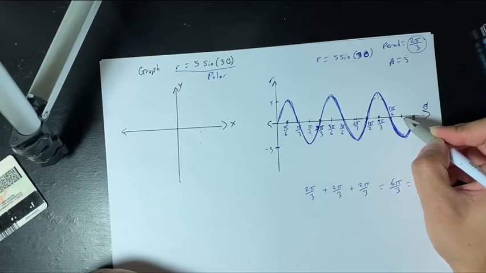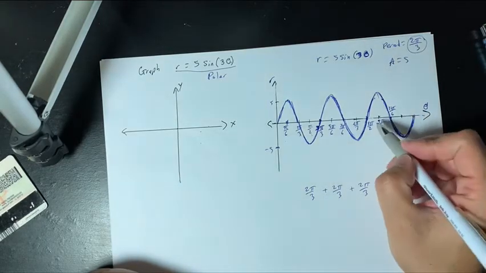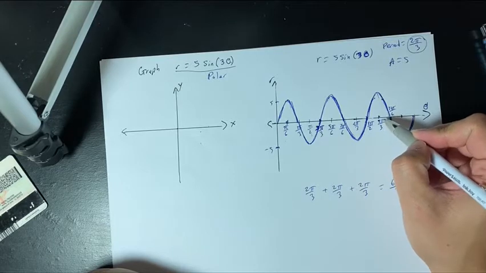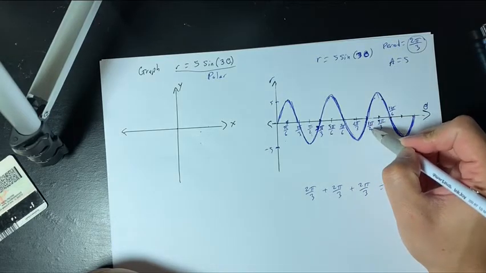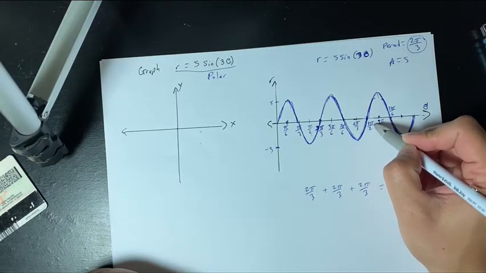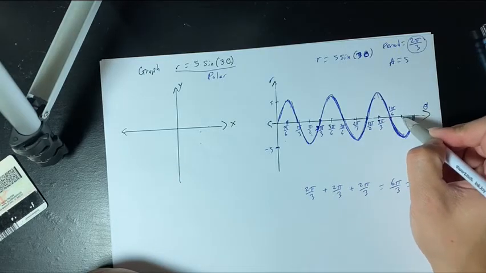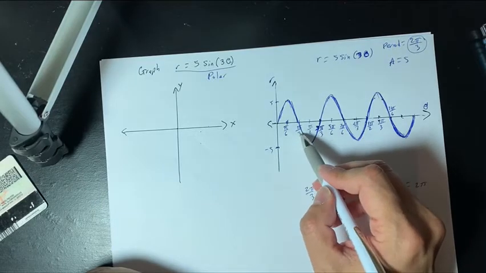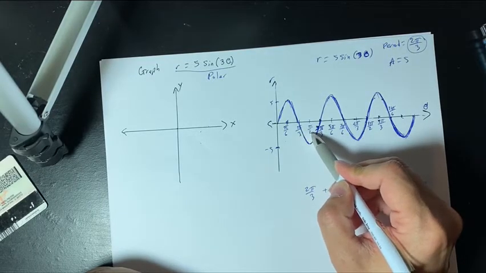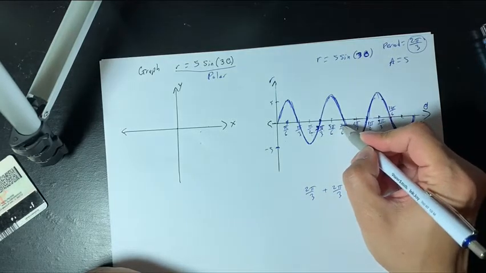And this is 12. I think I skipped one. 9, so that's 8, 9, 10, 11, 12. So which one did I skip? 1, 2, 3, 4, 5. Oh, this is 6, so that's pi. So this is pi.